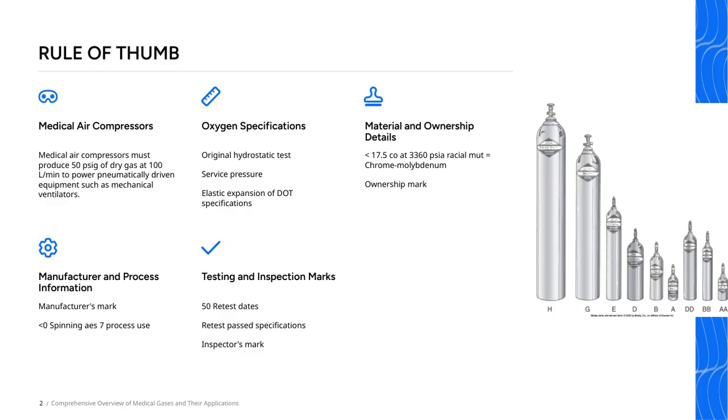Now, focusing on oxygen specifications, it's important to note that medical air compressors must produce dry gas, free of moisture, at a pressure of 50 psig and a flow rate of 100 liters per minute. This is vital because such conditions are necessary to power pneumatically driven equipment, like mechanical ventilators, which are life-critical devices. Overall, these details emphasize the importance of proper cylinder inspection, certification, and maintenance to ensure safety and reliability in medical settings.